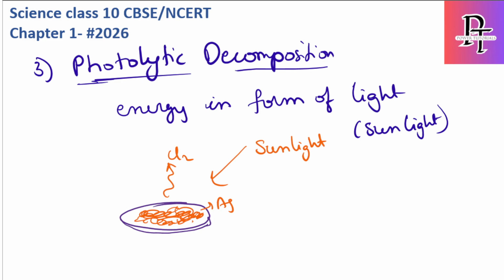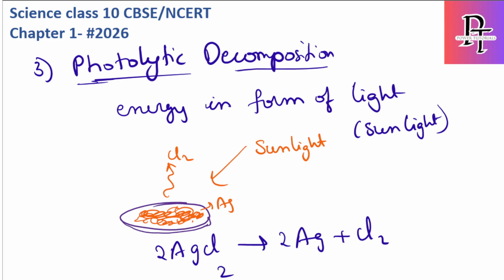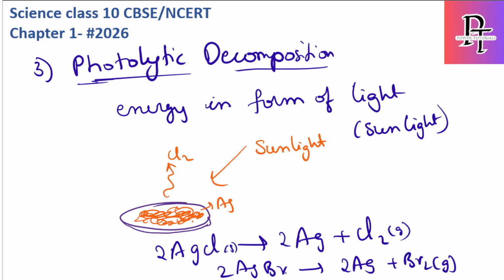Okay, so the equation is simple. AgCl gets decomposed into Ag and Cl2. So here chlorine, so let's balance this: 2Ag, 2Ag. The same reaction will also be applicable for bromine as well. So 2AgBr, if I keep it in sunlight or any light, what will happen? It will get decomposed into 2Ag and Br2 as a gas. Chlorine and bromine are gases, these are solids.